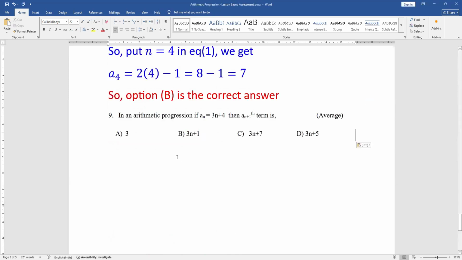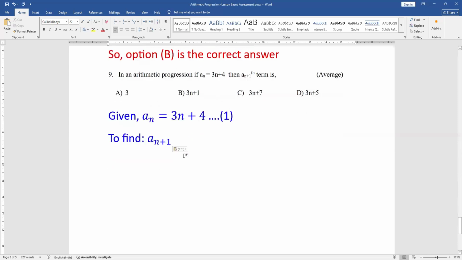Next I have the 9th question. If in an arithmetic progression, an equals n plus 4, then the n plus 1 term is. So see, they have given a bit of a trick in this question. So first, let us follow the same rule. So given an equals n plus 4, I write it down. I call it equation 1. Then what do we need to find out? We need to find out an plus 1, correct?